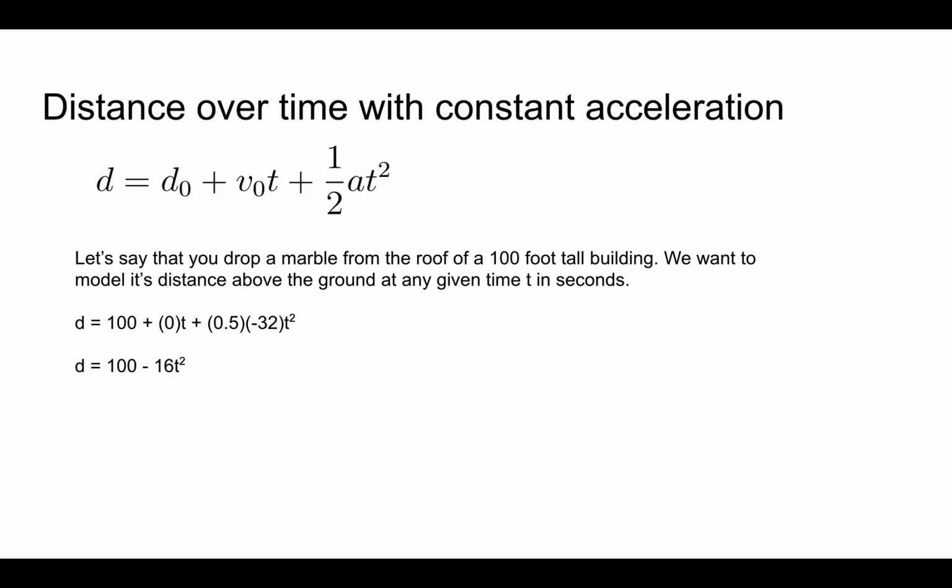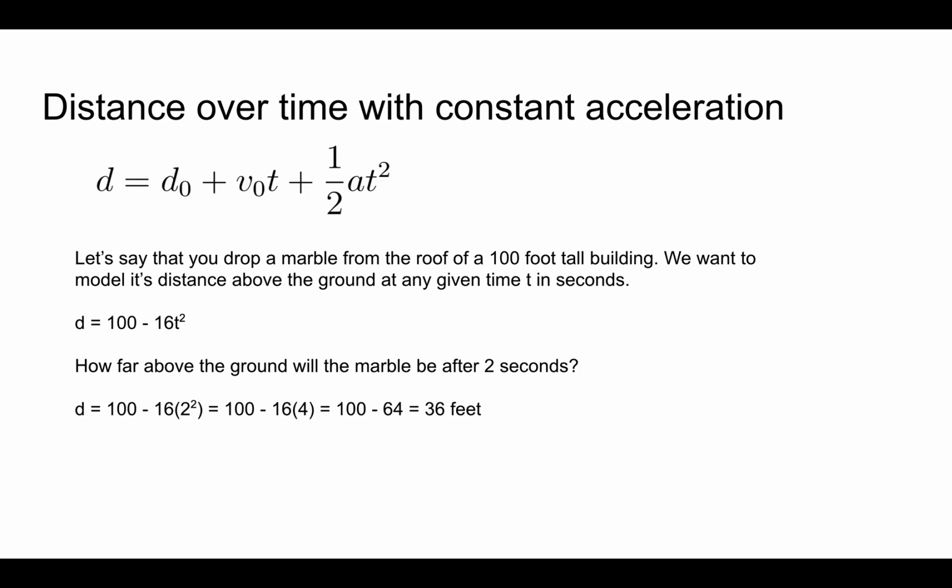So we have d equals 100 plus 0t plus 0.5 times minus 32 t squared. So d is going to be 100 minus 16t squared. It's a quadratic equation. We can work with that. So how far above the ground will the marble be after 2 seconds? Just plug in the 2 there. d equals 100 minus 16 times 2 squared. And we solve that to get 36 feet. So after 2 seconds, the marble is 36 feet above the ground.